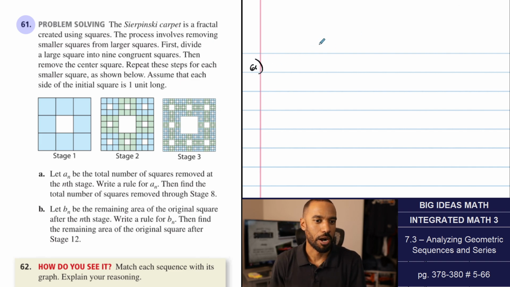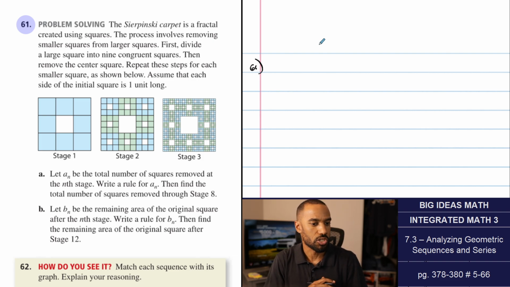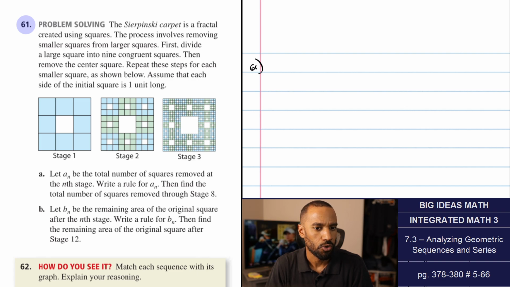The Sierpinski carpet is a fractal created using squares. The process involves removing smaller squares from larger squares. First, divide a large square into 9 congruent squares, then remove the center square. Repeat these steps for each smaller square. So now the smaller square, remove the center square. Repeat these steps for each smaller square as shown. That's really cool.